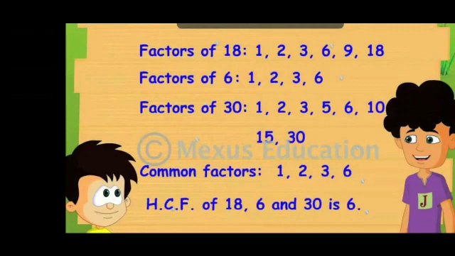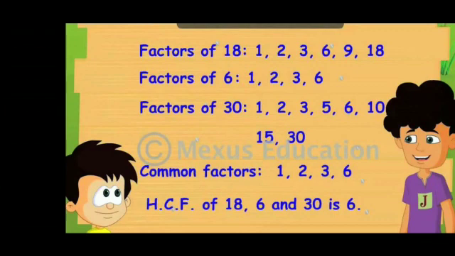If you got the common factors among all the factors, which one is the highest number or biggest number? That is called highest common factor. We don't want to write highest common factor in detail. We have to write HCF. Highest common factor is known as HCF. So, how can you write that? HCF of 18, 6 and 30 is 6.